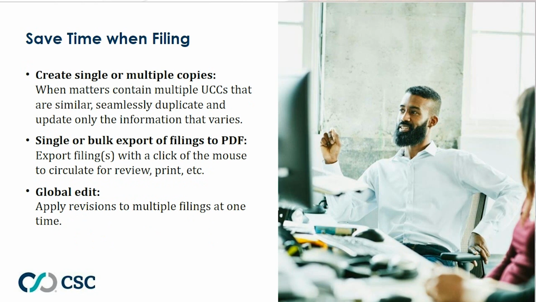So how does CSC Lien Perfect allow you to save time in filing? What you can do with our application is to create single or multiple copies of a filing. So when matters contain multiple UCCs that are similar, you can seamlessly duplicate and update only the information that is different between each filing. In addition to that, you also have the ability to export single or in bulk, export all your filings to a PDF.